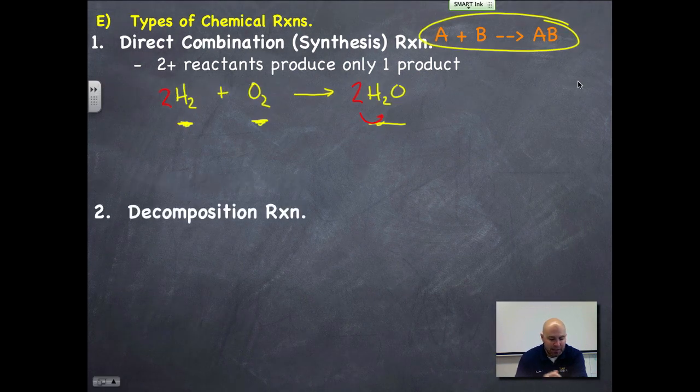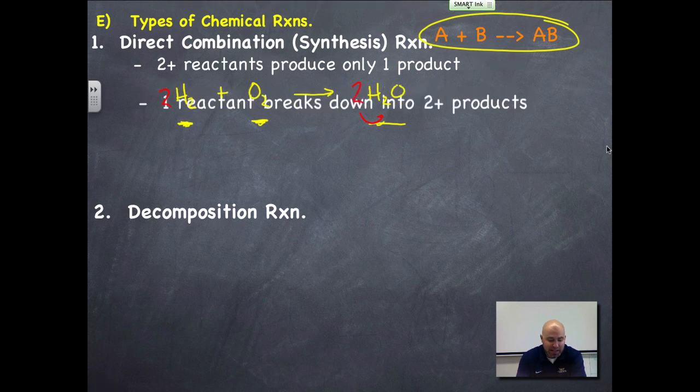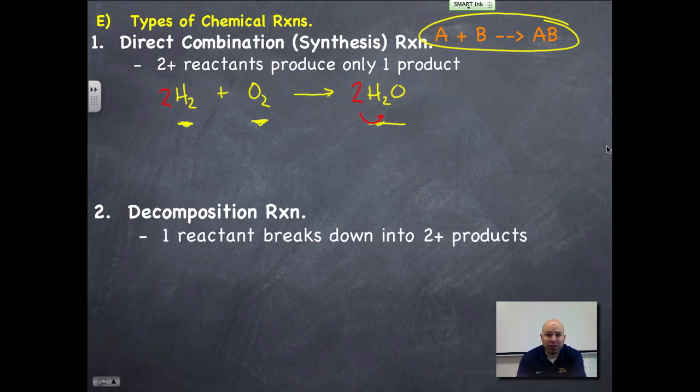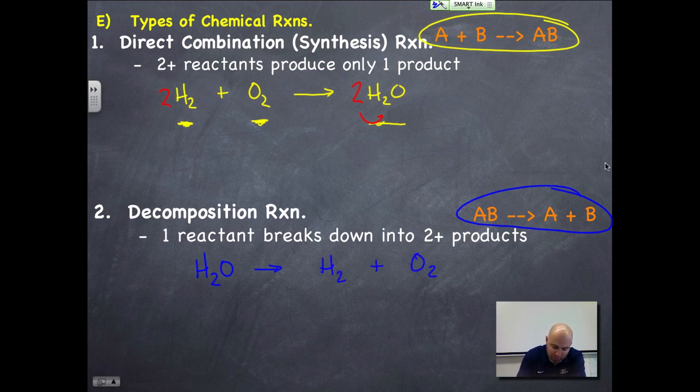The second type is a decomposition reaction. Decomposition is basically the opposite. A decomposition reaction is when one reactant breaks down into 2 or more products. So the generic formula, as you can see here, is AB breaking down into A plus B. Obviously, water can break down into H2 and O2. Of course, if I were to balance it, this is what we would be looking at. This would be a decomposition reaction.